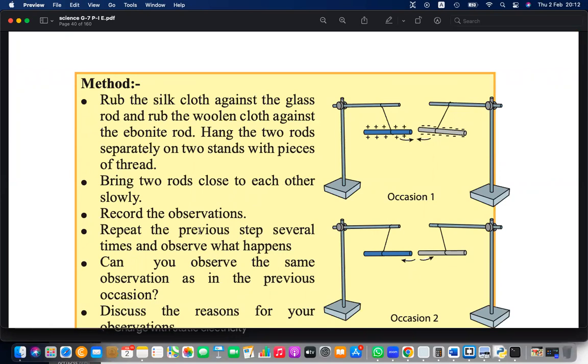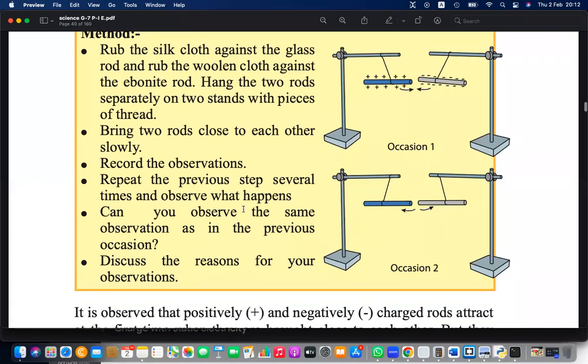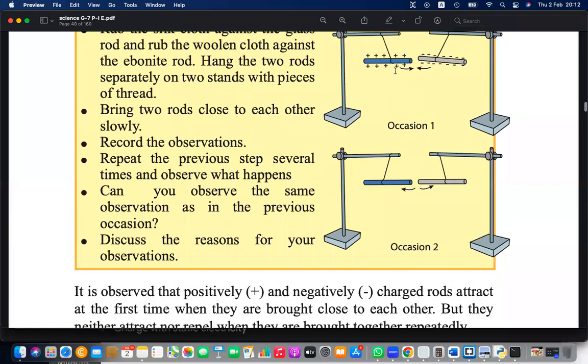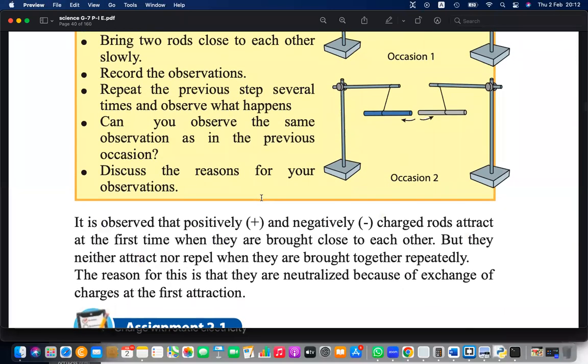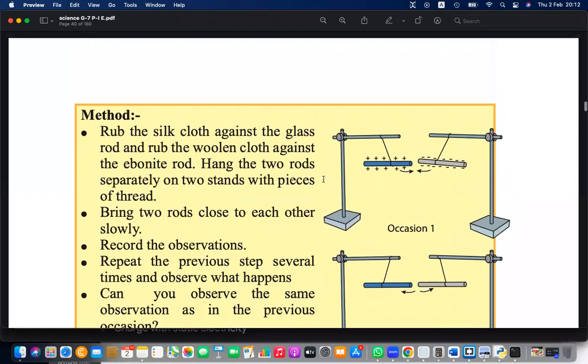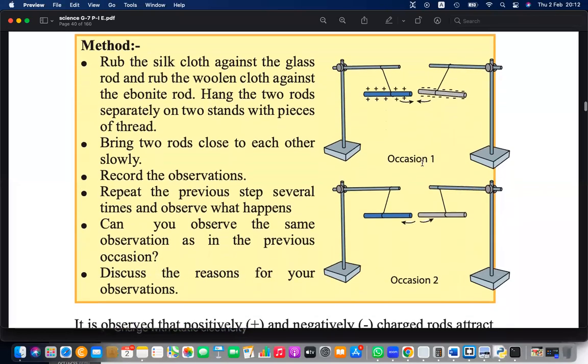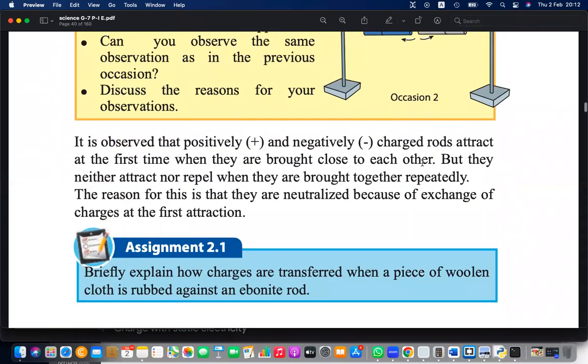Then repeat the previous step several times to observe what will happen. If you try to attract them several times, right? Then is it the same observation as on the previous occasion? But slowly this will neutralize. Neutralize means this positive and negative charge will not be there after some time. Both will be neutralized. So this charge will be removed.